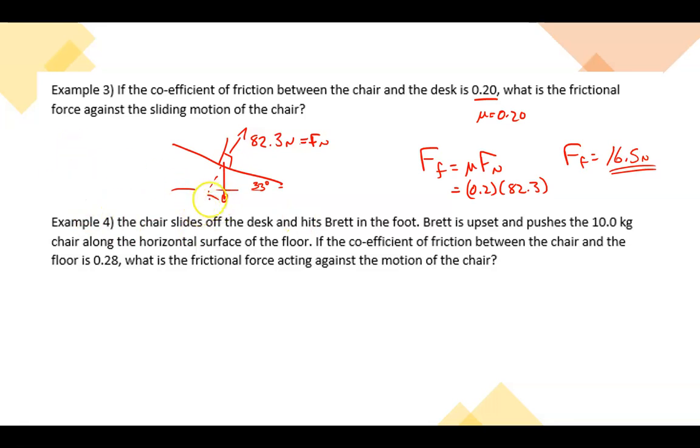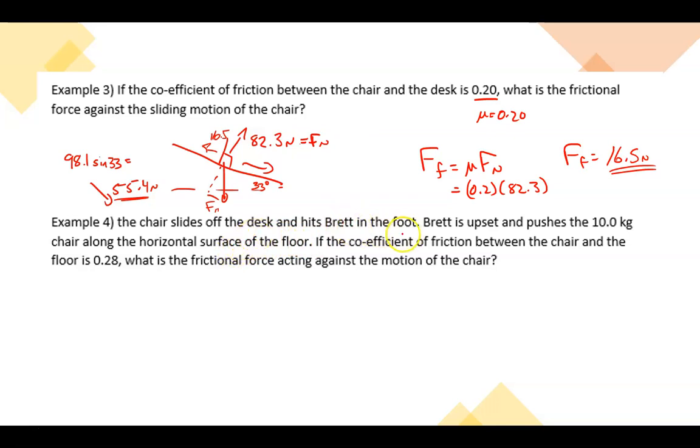Now, as an aside, we could calculate that parallel force and see if this would actually slide down. Let's just do that for fun. I know this is not part of the question, but if we take 98.1 sine 33, the amount of force that is causing this thing to slide down is actually 55.4 newtons. So we got 55.4 newtons this way, and only 16.5 newtons opposing motion, which means this actually accelerates and falls down and hits the floor.